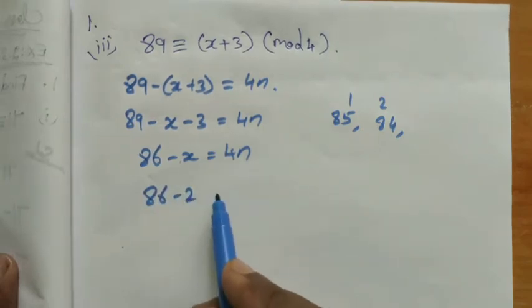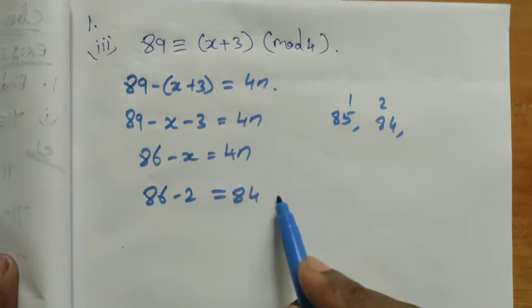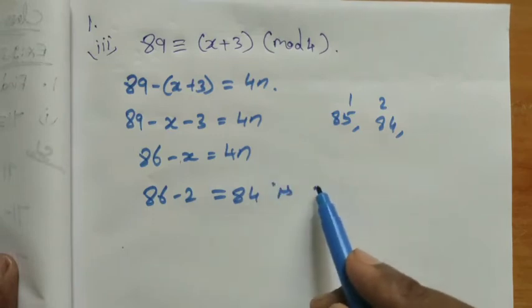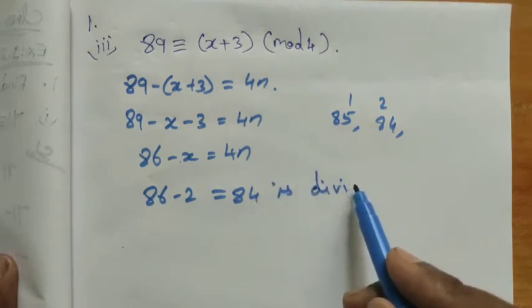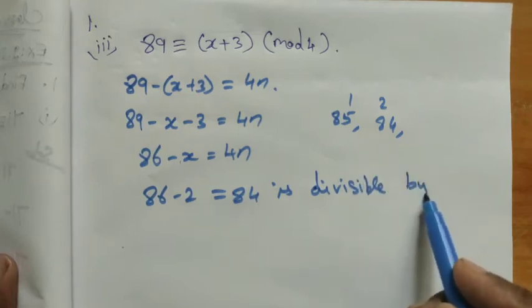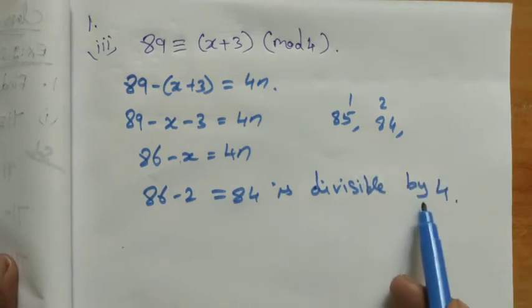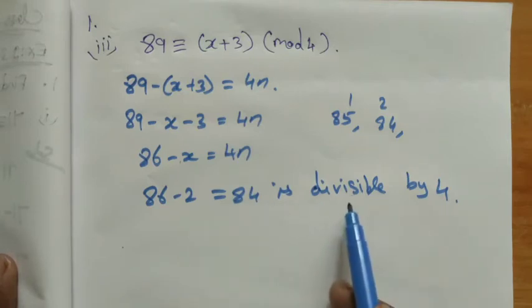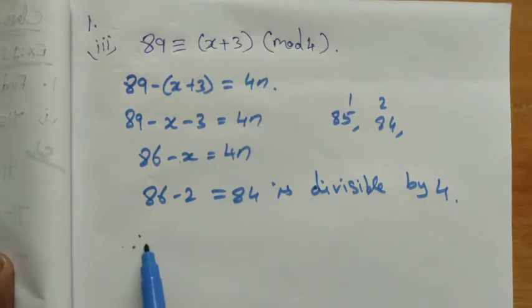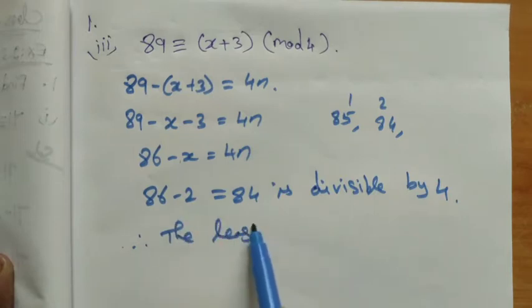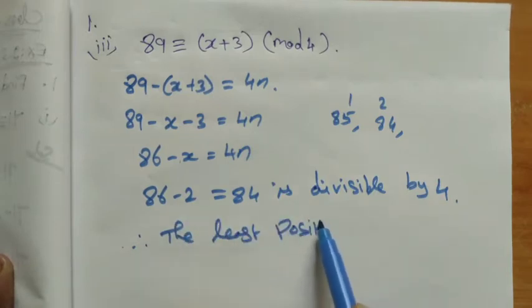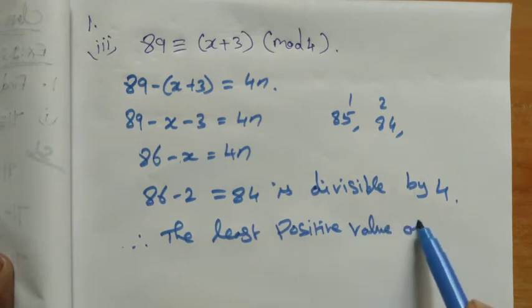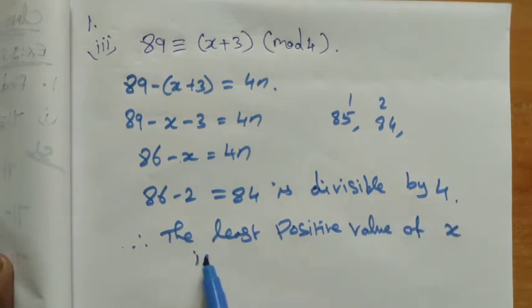So 86 minus 2 is equal to 84, which is divisible by 4, or a multiple of 4. We can say 84 is divisible by 4 or 84 is a multiple of 4. Therefore the least positive value of x is, what is that? Number 2 is the least positive value of x.